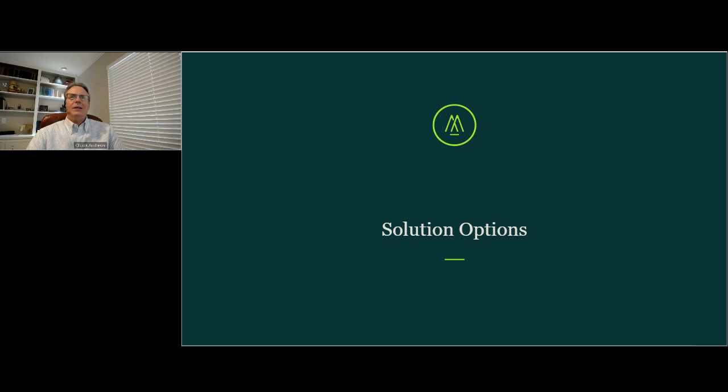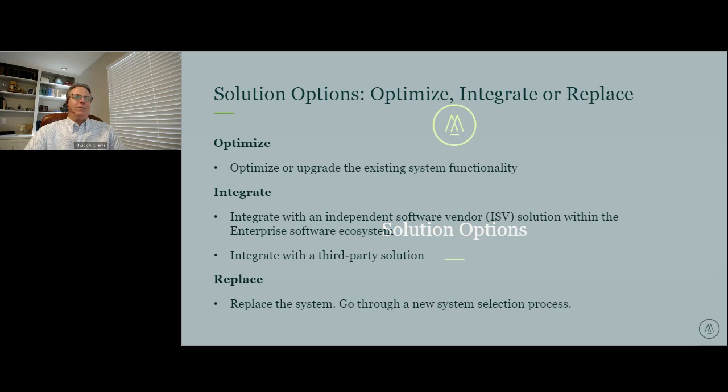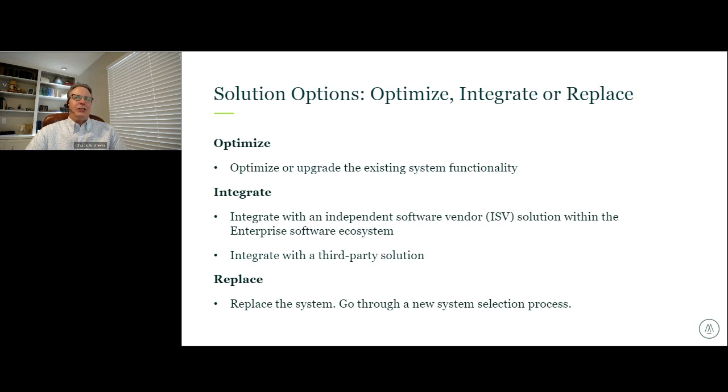So in looking at that, we typically find that the initiatives that come out of the assessment fall into 3 categories. We've got optimizations, which tends to focus on improving existing system setup and functionality.